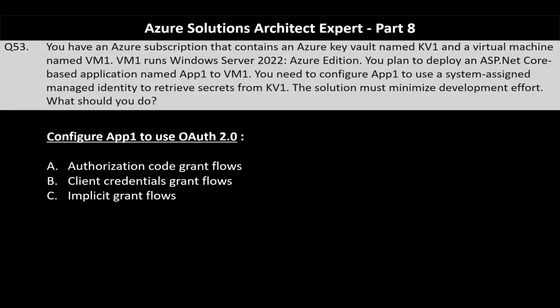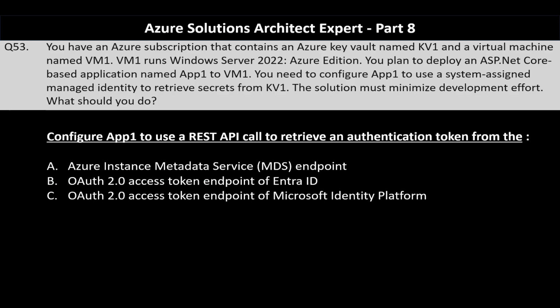Your options are authorization code grant flows, client credentials grant flows, and implicit grant flows. And friends, the correct answer is option B, client credentials grant flows. The client credentials flow is suitable for service-to-service communication, allowing App1 to authenticate and obtain a token to access the key vault.